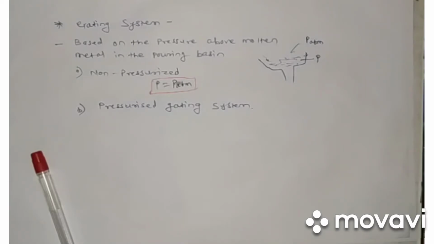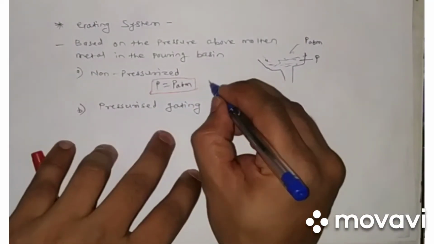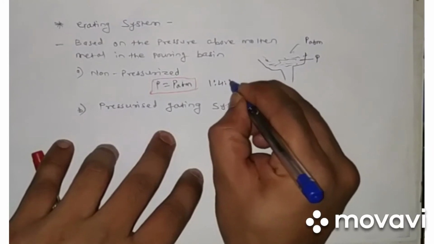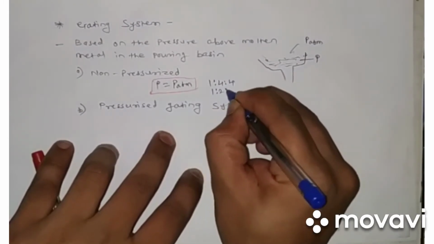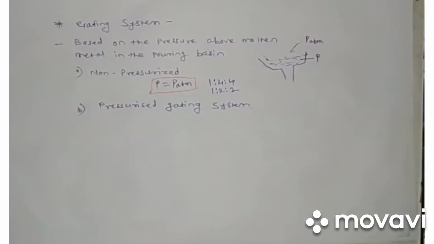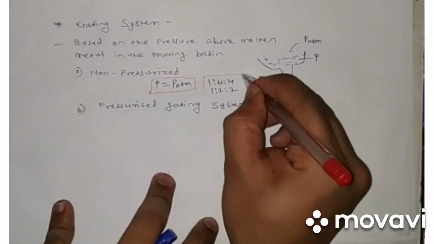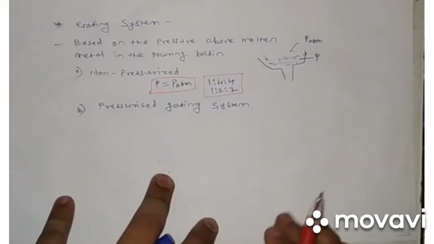And the gating ratio for this system is 1:2:4 or 1:2:2. So this is the gating ratio for the non-pressurized system.